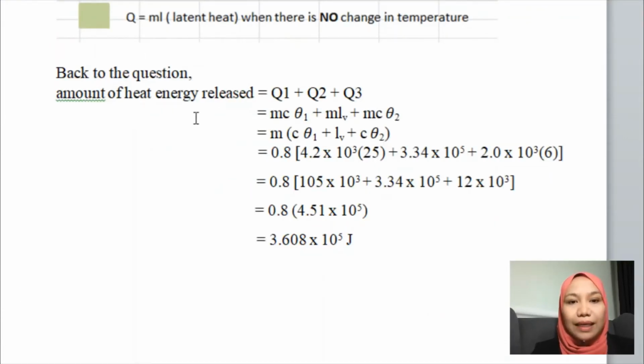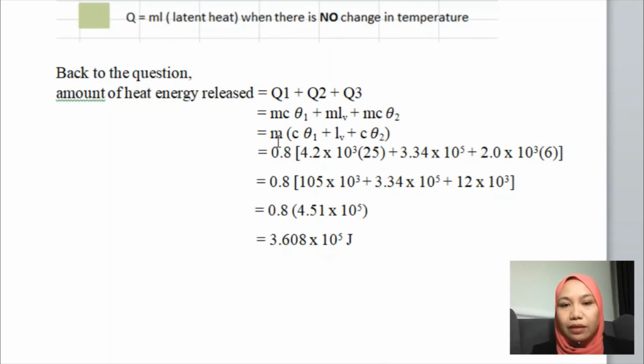Amount of heat energy released, we sum up Q1 plus Q2 plus Q3. So Q1 is mcΔθ, change in temperature. Q2 is the specific latent heat, and then Q3 is mcΔθ. And then we just substitute the values.